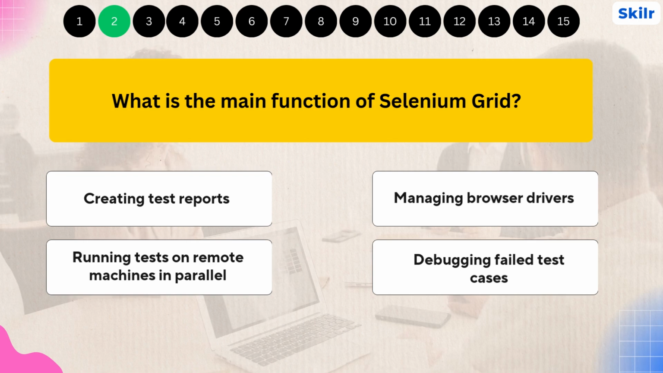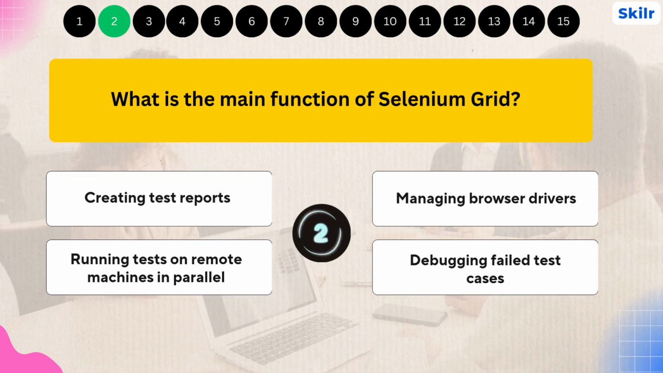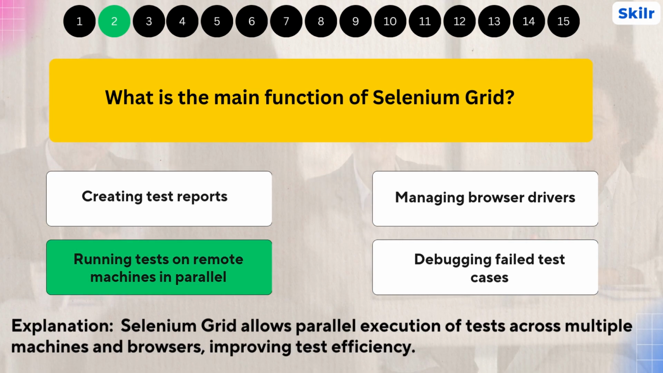Question 2. What is the main function of Selenium Grid? The correct answer is running tests on remote machines in parallel. Selenium Grid allows parallel execution of tests across multiple machines and browsers, improving test efficiency.